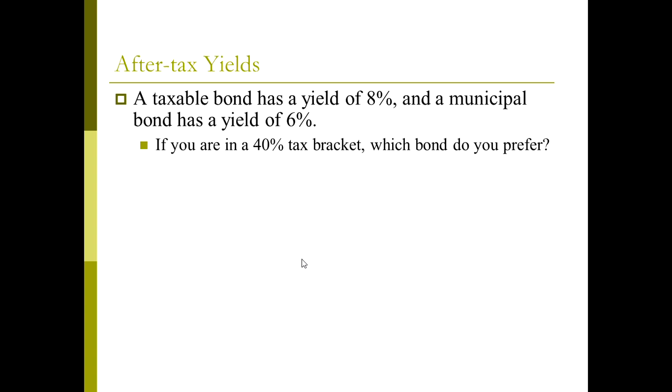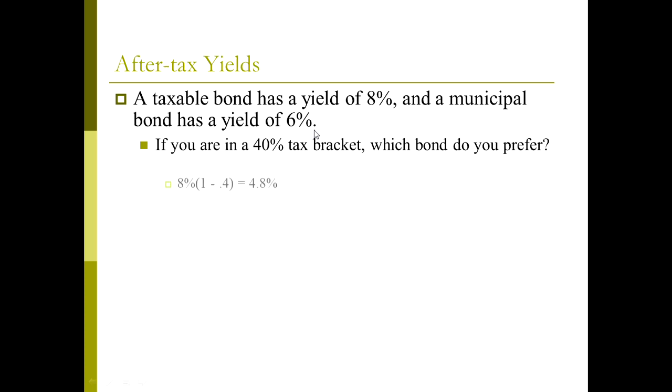Let's take a look. A taxable bond has a yield of 8%. A municipal bond has a yield of 6%. If your personal tax rate is 40%, which bond do you prefer? Well, the taxable bond, although it offers you an 8% rate, you cannot get all of it. You have to pay tax. You can only get the after-tax portion of the 8%. While with the municipal bond, you can get it tax-free.